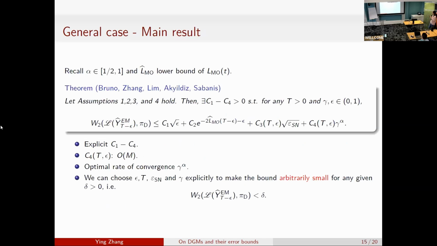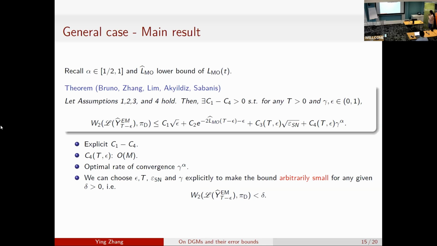So here is our main result in the general case. This result says that under assumptions 1 to 4, there exists a constant such that for n, capital T, gamma, and epsilon, we have this type of upper bound for the Wasserstein 2 distance between the law of the scheme and the underlying distribution. For this upper bound, again, the constants C1 to C4 are explicit. C4 has a dependence on the dimension, of order M, where M is the dimension of the data distribution.